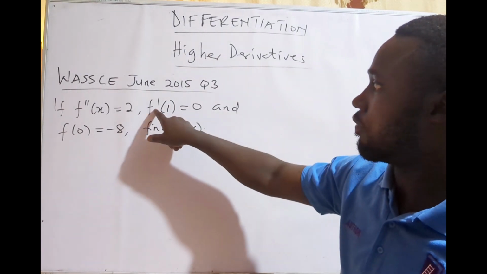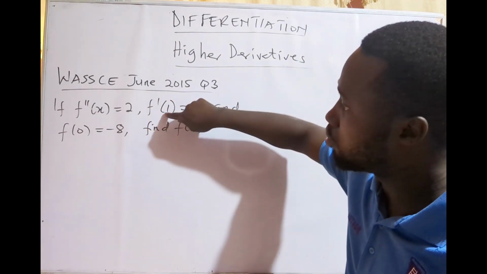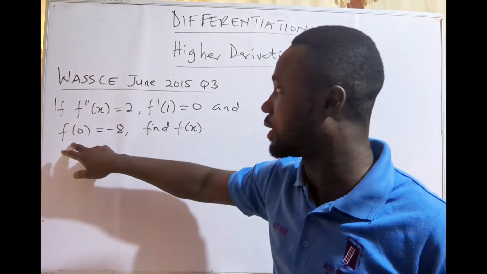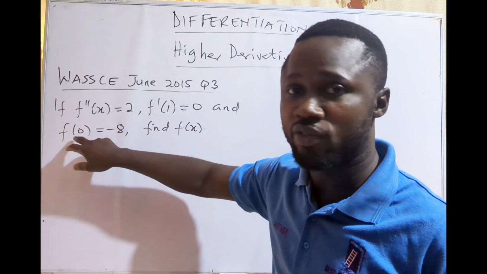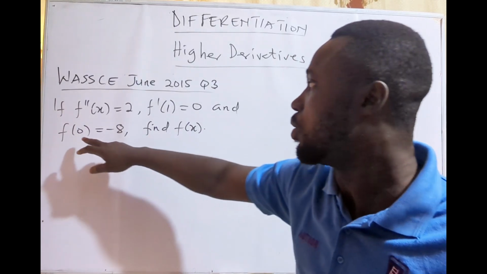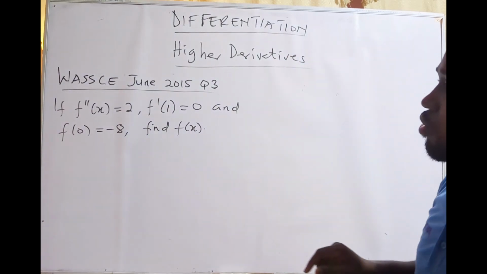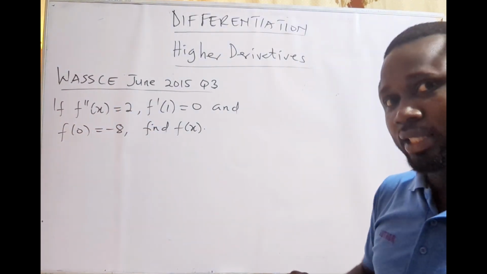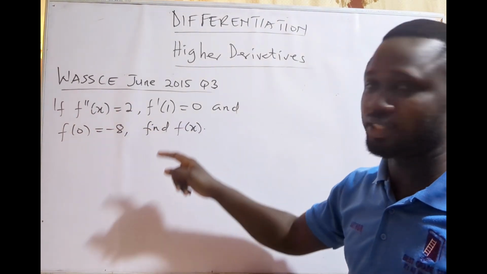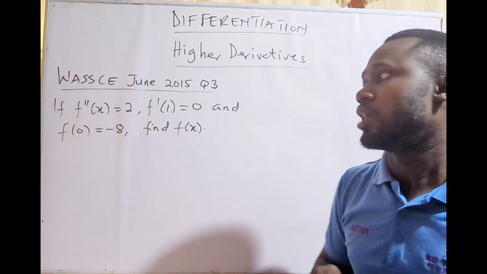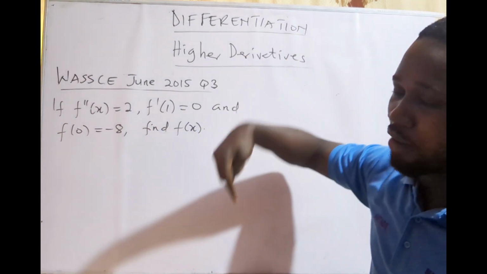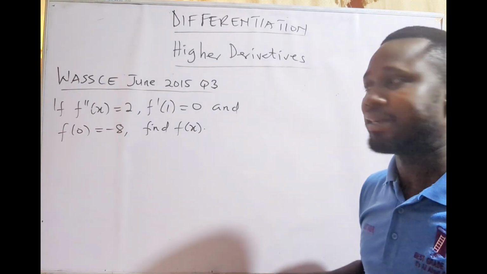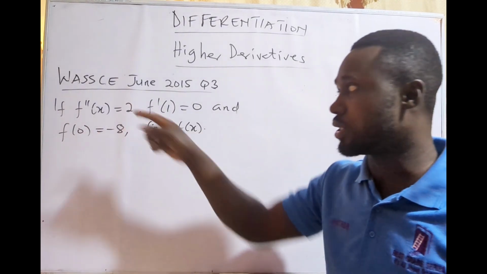The second derivative is 2, which is constant. And then the first derivative, when we substitute 1, we get 0. And the main function, when we substitute 0, we get -8. So if you see that the second derivative is a constant, what does it tell you? It tells you that the function is quadratic, because when I differentiate a quadratic, I'm going to get a linear, and when I further differentiate a linear, I'm going to get a constant.